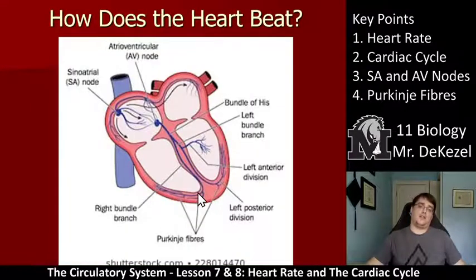As you can see here, the electrical signal goes down and then is coordinated with these two right here to produce the contraction that sends the blood up through the ventricles into the pulmonary system and the systemic system.